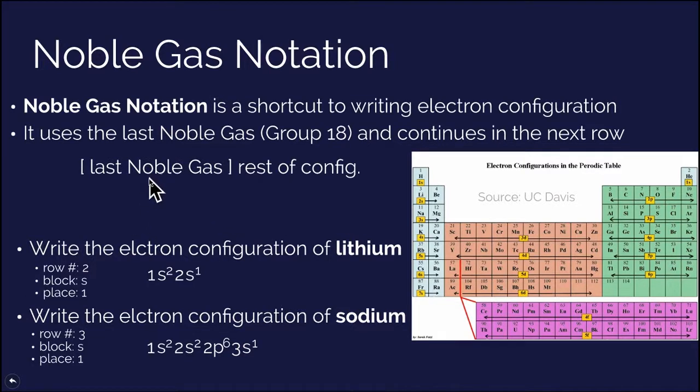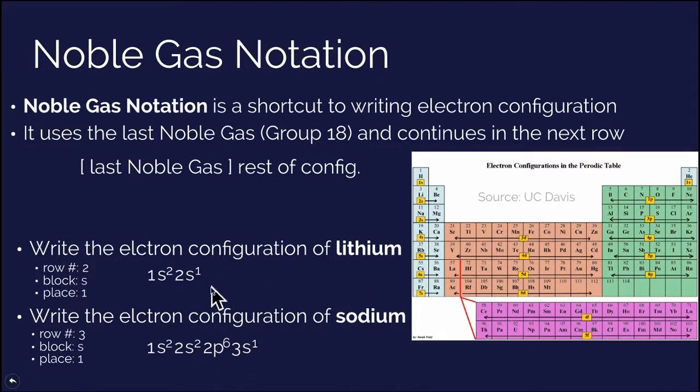We're just going to take a noble gas, and make sure that you write the symbol for the noble gas in brackets. So these are the square parentheses, and then once we do that, we'll start over in the next row and show the rest of that configuration. So let's use the 2 examples we've used so far, lithium and sodium, and put them into that noble gas notation.